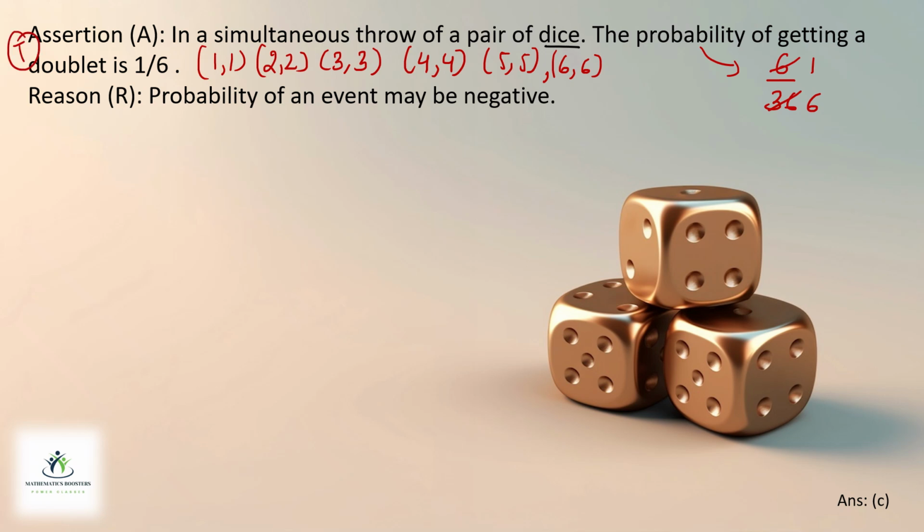The probability of an event may be negative? Never. Probability can never be negative, so this one is false. Assertion is true.